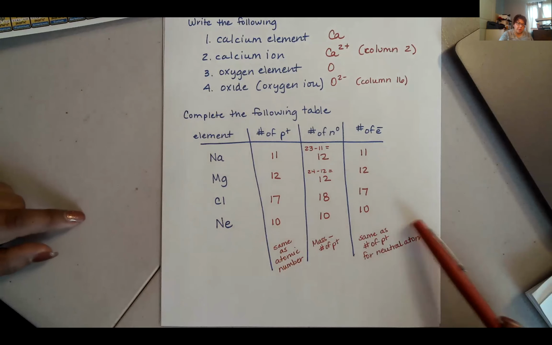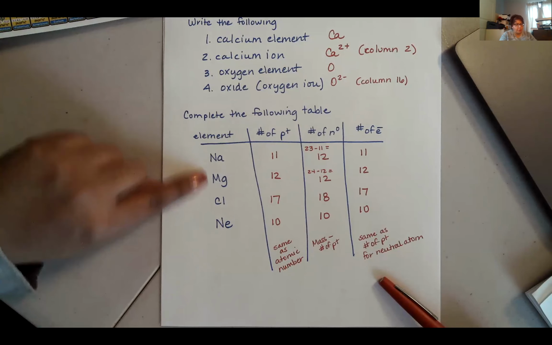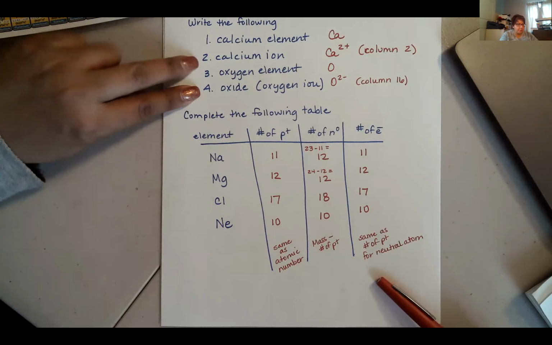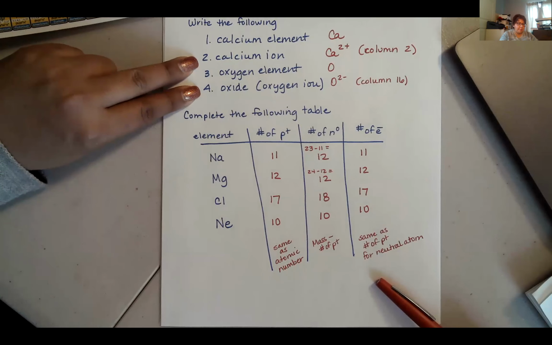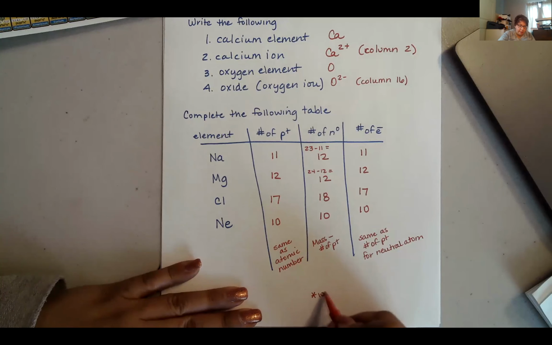The number of electrons, it's always going to be the same as the number of protons whenever you have a neutral atom. These are all neutral atoms. Remember, ions, like number 4, number 2, they do not have the same number of protons and electrons. They are not neutral atoms. So ions, just as a reminder, ions are not neutral atoms.